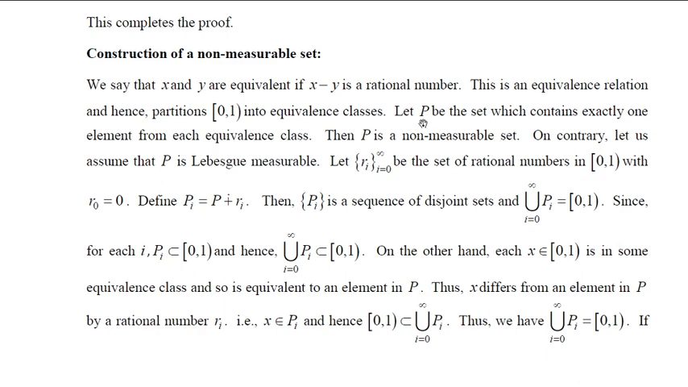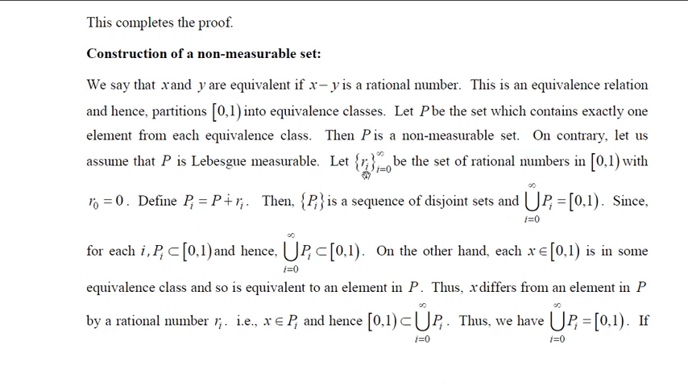Let P be the set which contains exactly one element from each equivalence class. So your P is a set which contains the elements from this in such a way that one element should come from one equivalence class. Then we'll show that this P is a non-measurable set. Let us assume, for contradiction, that P is Lebesgue measurable.